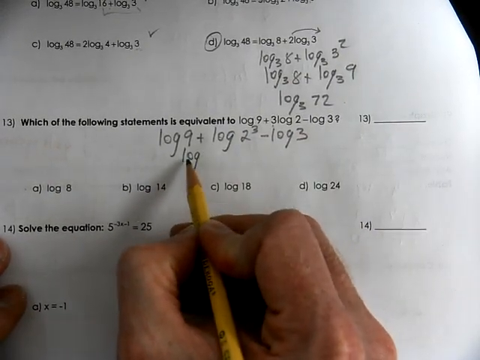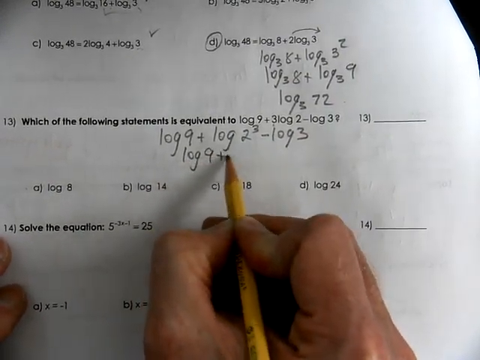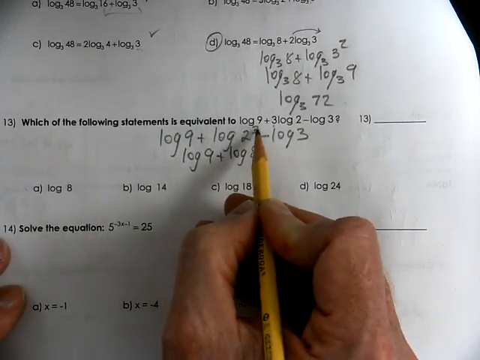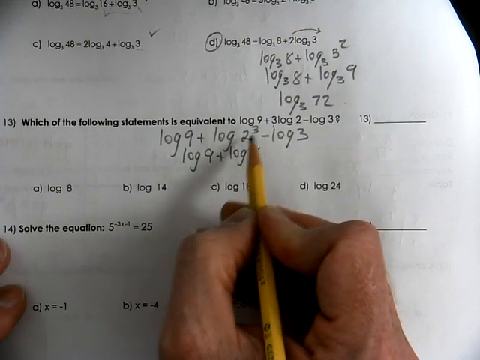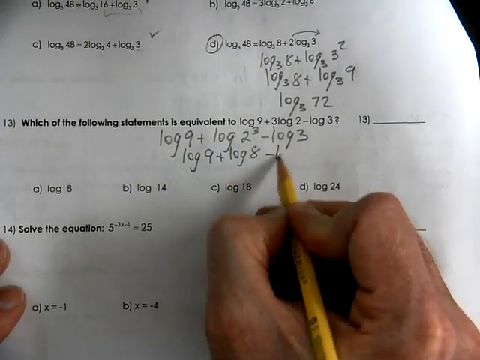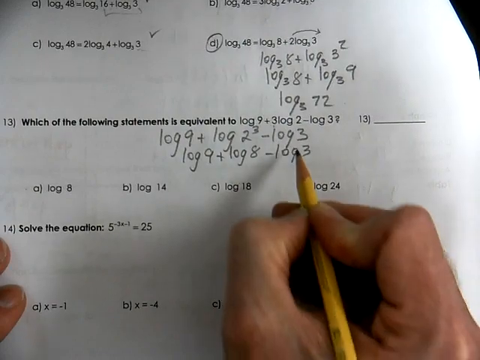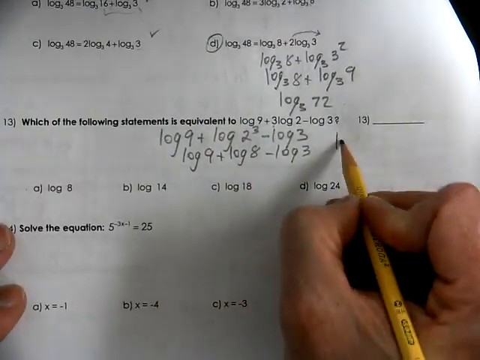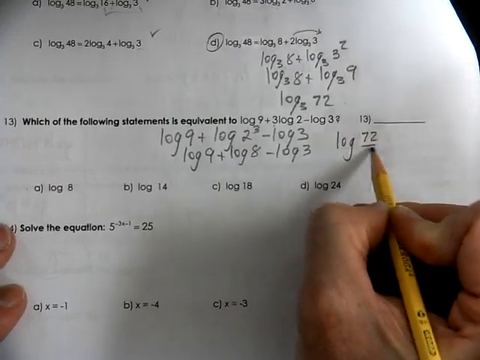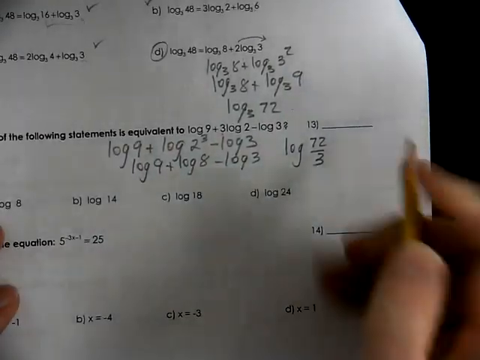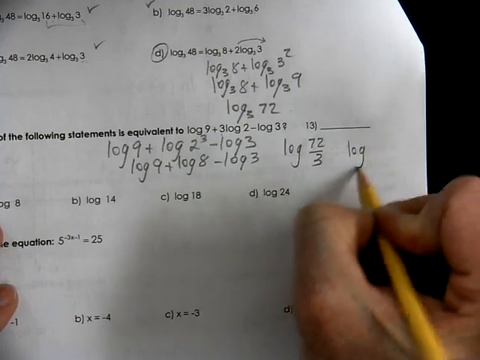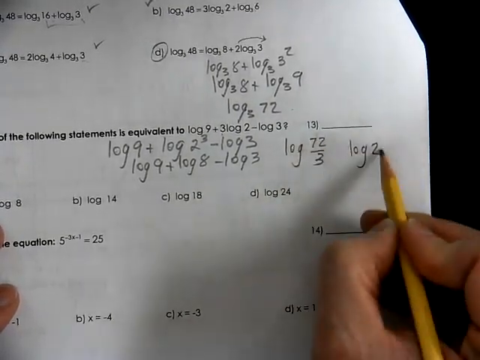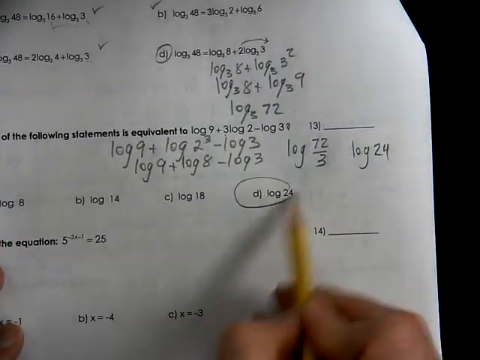So this is a common log of 9 plus a common log of 8. Don't call that 6. This isn't 2 times 3. This is 2 times 2 times 2. So this is 72 divided by 3. Now this seems to be able to be simplified. 3 goes into 7 2 times with 1 left over, so that should be log of 24.